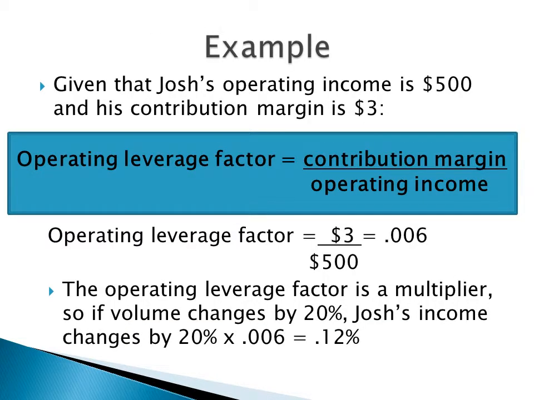Continuing with the previous example, given that Josh's operating income is $500 and his contribution margin is $3, you would divide $3 by $500 to get an operating leverage factor of 0.006. The operating leverage factor is a multiplier, so if volume changes by 20%, Josh's income changes by 20% times 0.006, which would be 0.12%. The larger the operating leverage factor, the larger the impact of a change in volume has on the operating income.